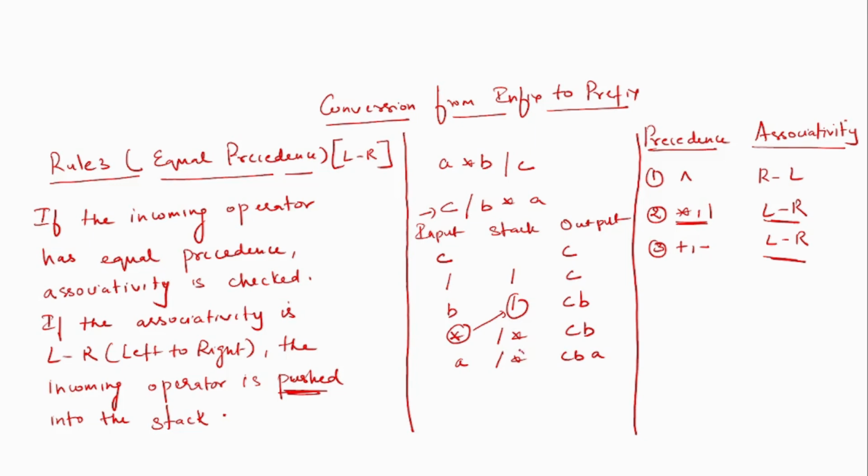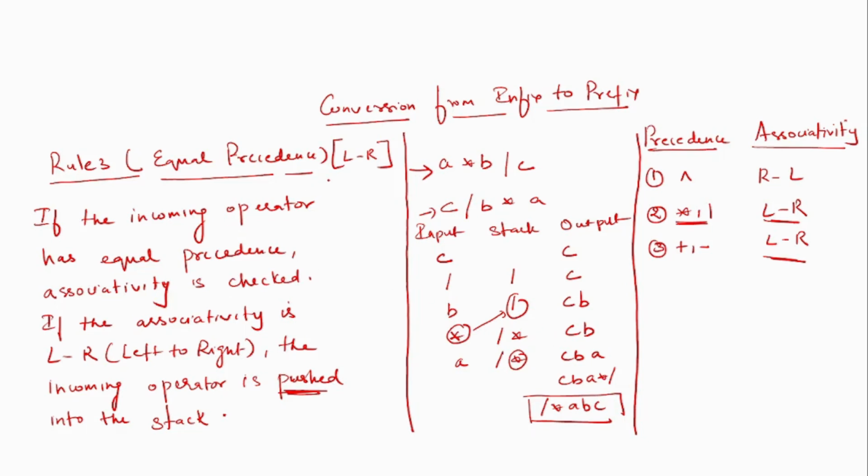Now we will pop out this operator first and then this one. So I'll say here CBA star. I have popped out star, and then the remaining operator is by, so I'll pop out this one. So this is our postfix expression. We need to convert this into prefix. Therefore I just reverse this. So I will say here by star A B C. This is my prefix expression for this infix expression.